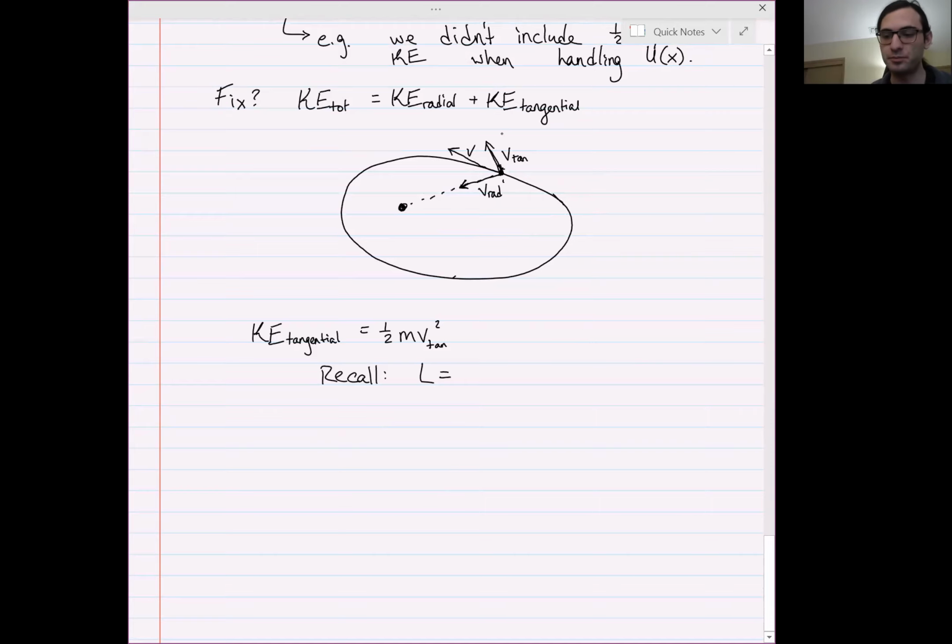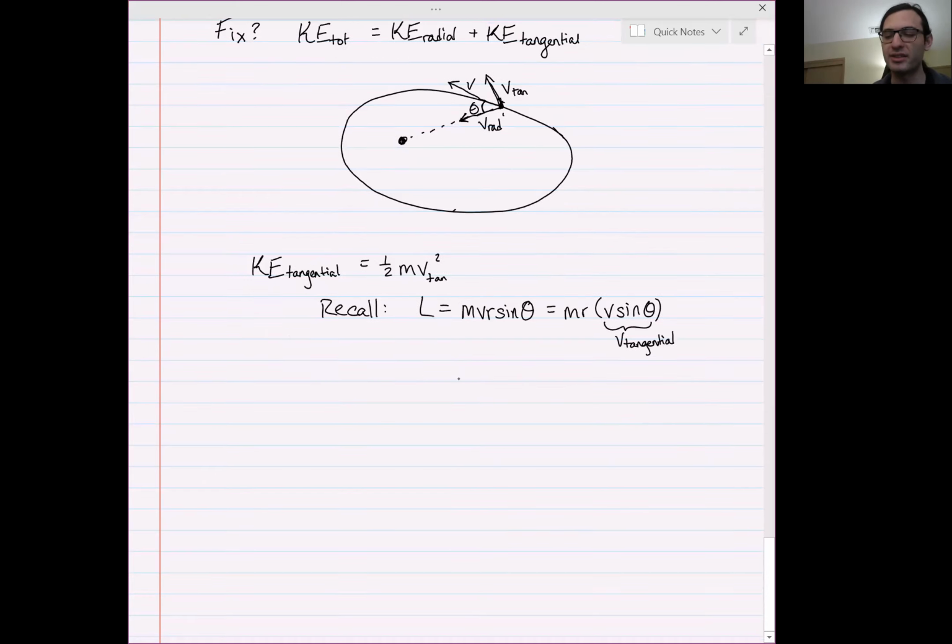In this case, it's m v r sine theta. This is the magnitude of the angular momentum, where theta is the angle between the vector v and the vector r. And so we can group this as m r times v sine theta. I know that this seems out of left field, but bear with me. This quantity here, v sine theta, you can work out the trig yourself, is the tangential component of the velocity. And so that implies the angular momentum is in fact just m r times v tangential.